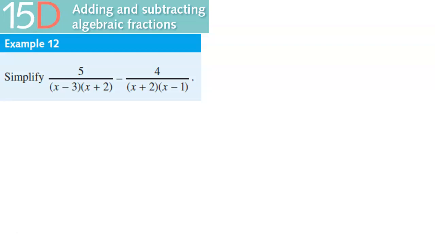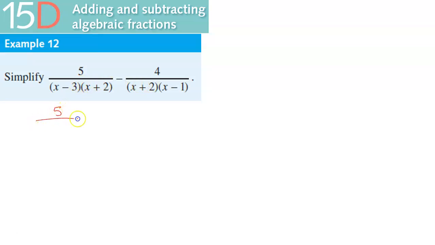So in this question you can see that the denominators have two brackets in each. But we use exactly the same idea. We try to find the lowest common multiple of the two denominators.